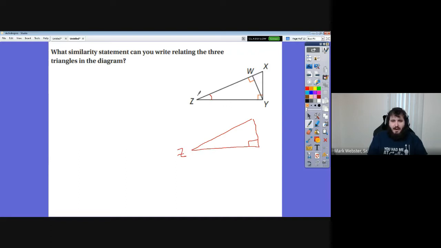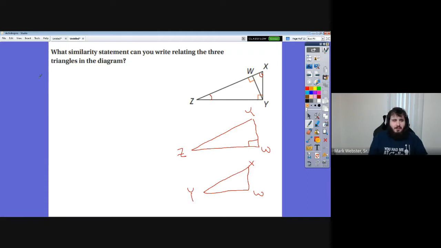Well, what's the right angle for the medium-sized one? It's W. And then the small angle is Y, or not the small angle, but the other angle, I guess, is Y. And then let's do the baby triangle now. We see that angle X lines up with angle X. So angle X is going to go at the top. The right angle here is W. And the leftover letter that we still need to put down is Y.